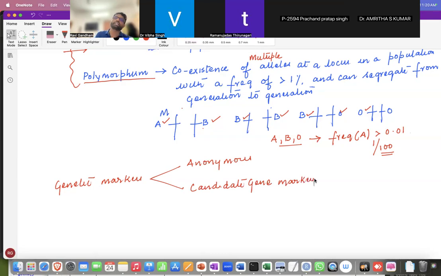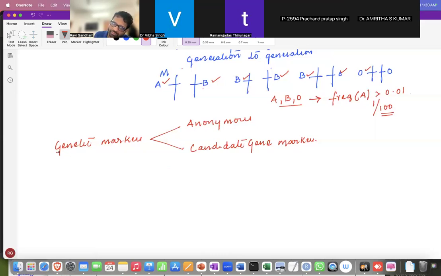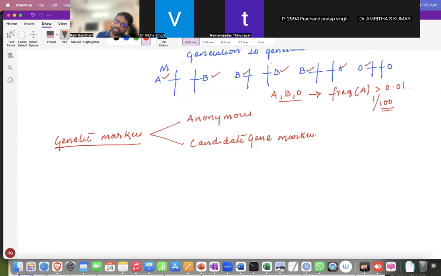Now, what are anonymous markers and what are candidate gene markers? And why do you need these markers? We'll first have a look at that, and then we'll explain what anonymous markers and candidate gene markers are. For example, let us say you must have heard a word popularly termed as QTL, right? This is more often than not used in genetics. It is nothing but a quantitative trait.